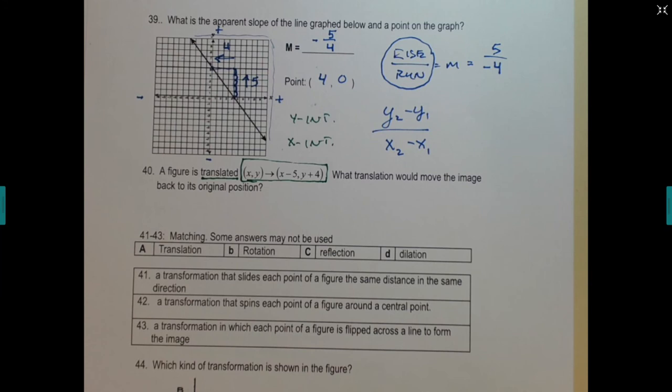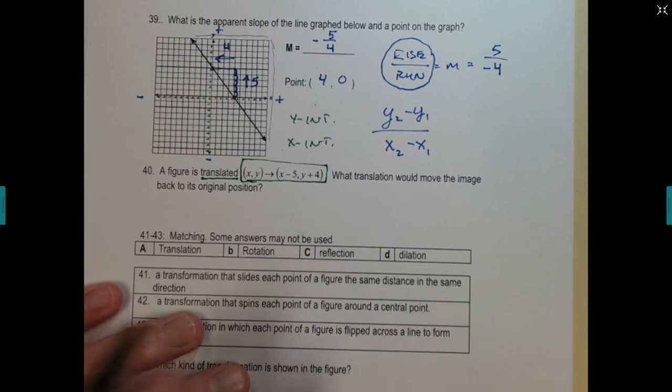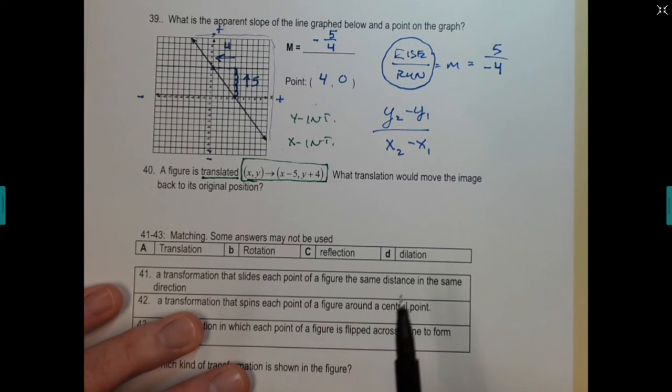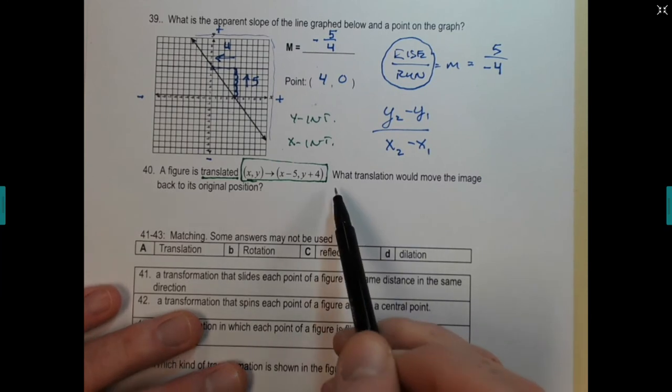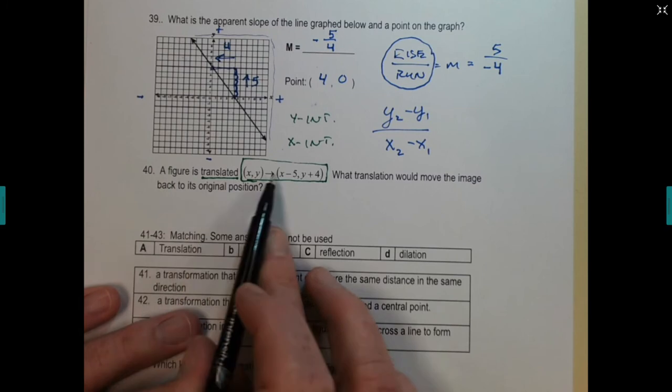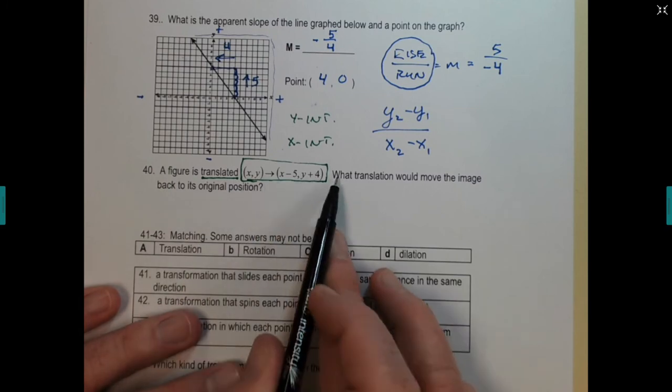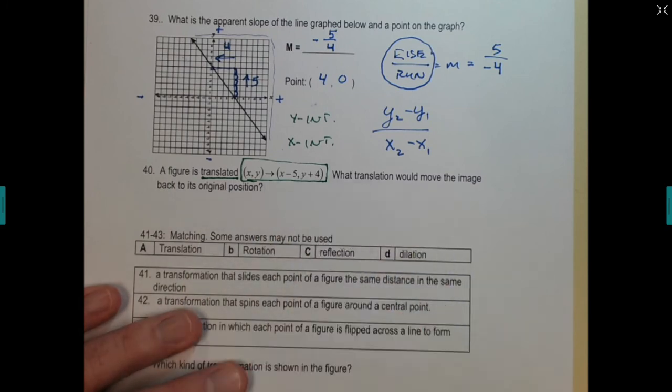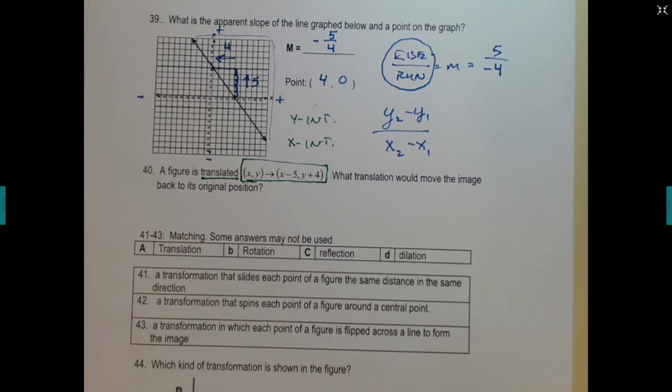I have a question. Leo's got a question first while everybody's thinking about how they're going to help us answer this. Is it asking for the name of the transformation or the actual process of the transformation? Well, Leo's trying to say, what are they actually asking about here? Let's read it again. So a figure is translated here. What translation would move the image back to its original position? So we're looking for something very specific. The name. I don't know about a name. No, the numbers. The numbers.